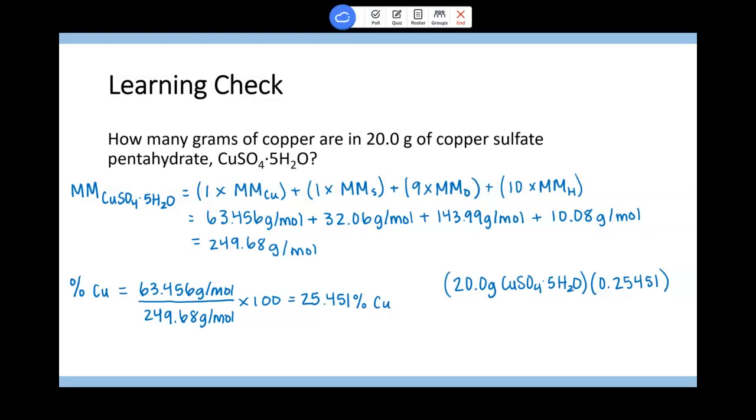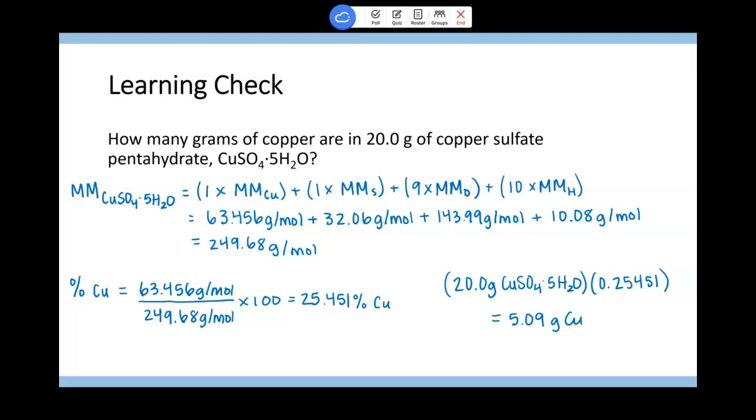Out of 100, so this is 25.451 grams of copper out of 100 grams of the full compound. So we convert that to the decimal there, and this gives us 5.09 grams of copper in 20 grams of copper sulfate pentahydrate.